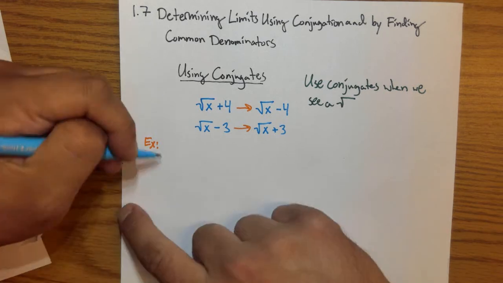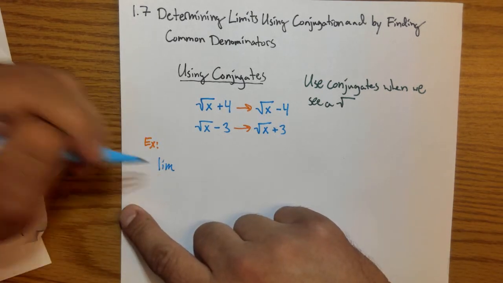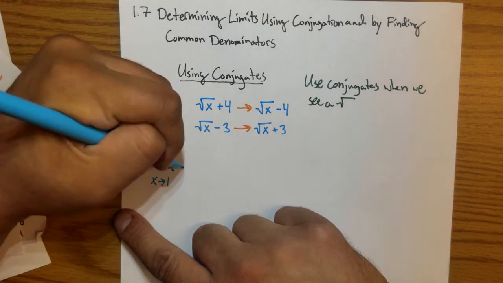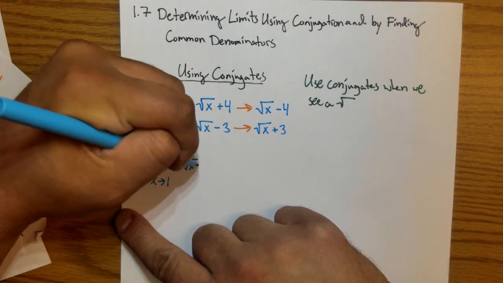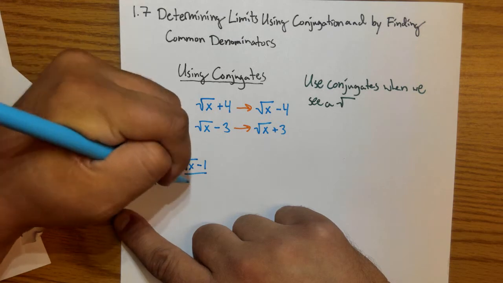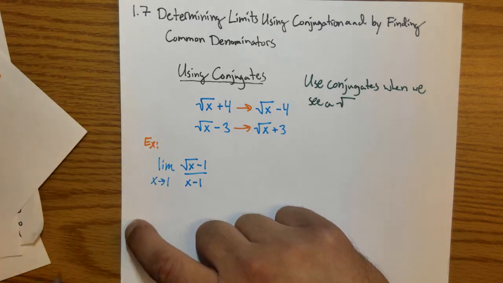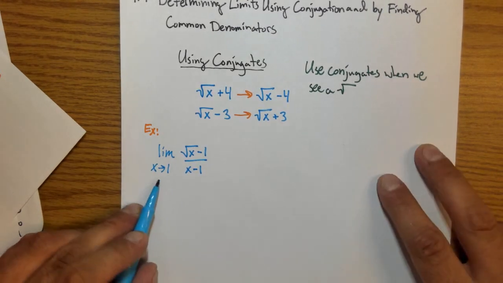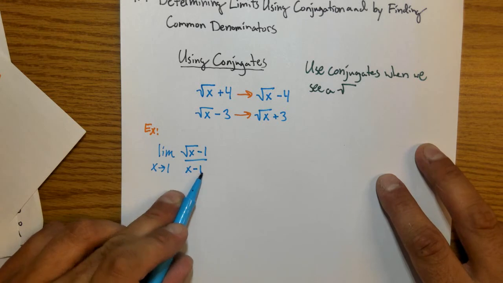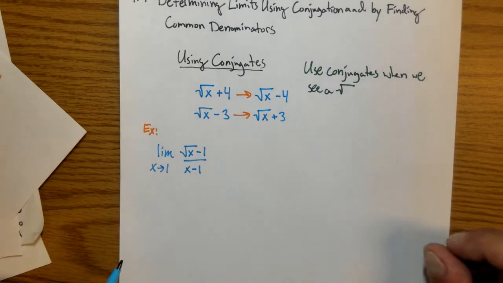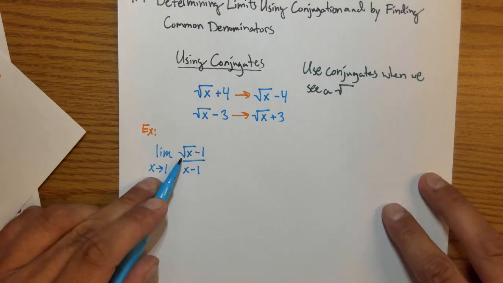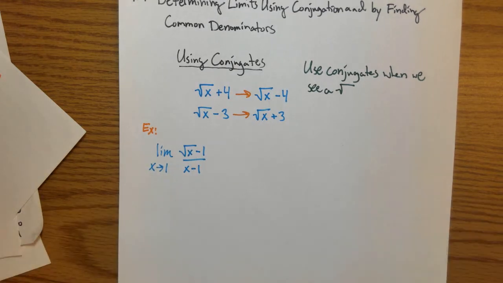First example, the limit as x approaches 1 of the square root of x minus 1 divided by x minus 1. So here we are trying to find the limit. You can always try to plug it in first, see if you get lucky. 1, you plug it in, 1 minus 1, you get a 0. No luck there. Nothing we can really factor. So I do see a square root, so immediately I think conjugate.